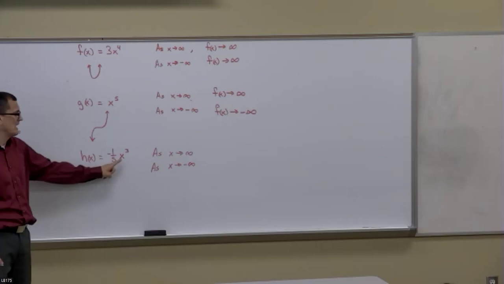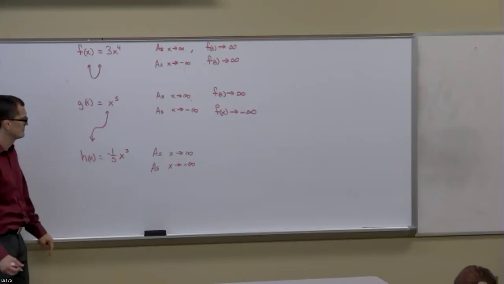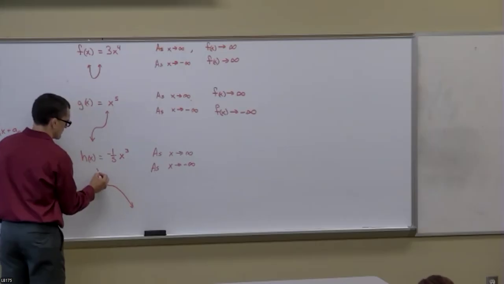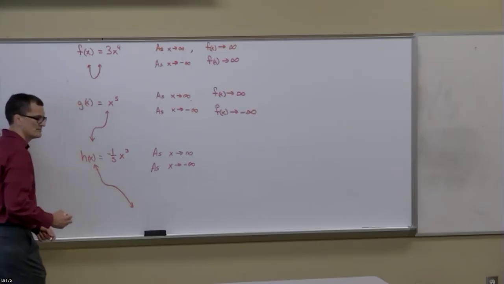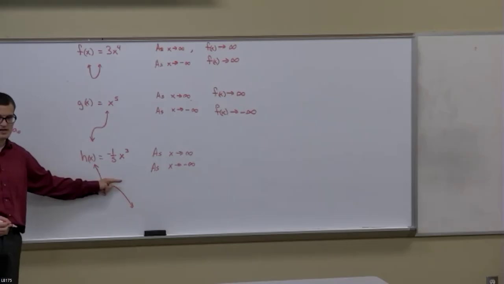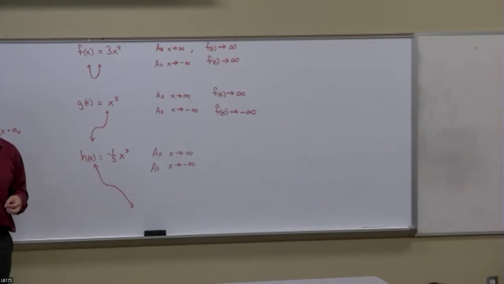h of x has odd power and negative coefficient. So it's going to do something like this. As you move towards the left, it shoots up. And as you move towards the right, it shoots down. That's what the end behavior is really telling us. We're using fancy notation and infinity and negative infinity. All we're doing is saying, is it shooting up or shooting down as you move left or right?